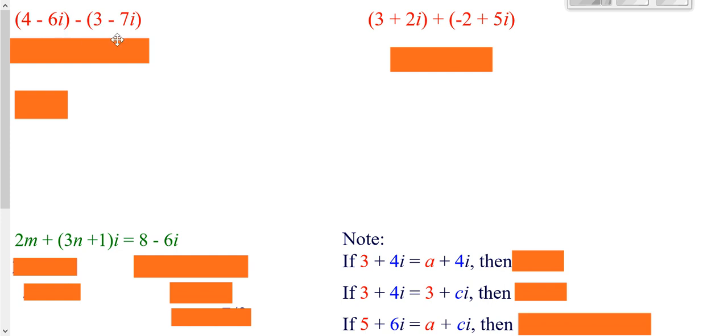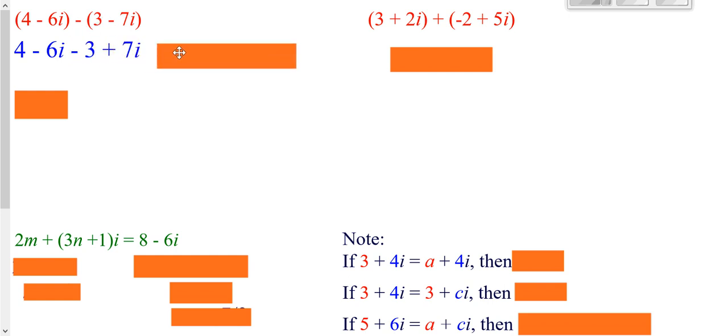This problem here, all we're doing is we're subtracting two complex numbers. Well, parentheses aren't doing anything here. Since it's a subtraction sign, we have to distribute through that subtraction sign, and so we end up getting this. And now it's just a matter of combining like terms. Our normal 4 minus 3, negative 6i plus 7i is positive 1i.